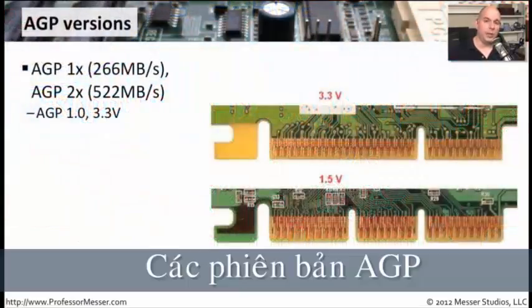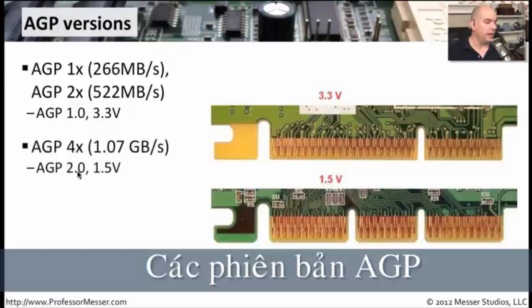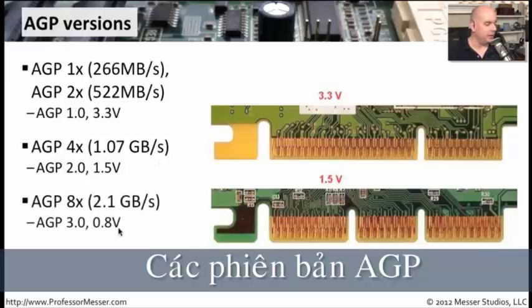As AGP matured, we also got higher throughputs out of AGP. The initial versions, version 1.0, which ran at 3.3 volts, gave us what we called an AGP 1x and 2x speeds. They gave us speeds up to 522 megabytes per second. The next version of AGP, version 2.0, was a 1.5 volt version, but you can see it was a 4x, which means we were able to get 1.07 gigabytes per second out of that standard. And you can see we doubled it again with AGP 8x to 2.1 gigabytes per second. We were able to get a lot of throughput through that AGP 8x.